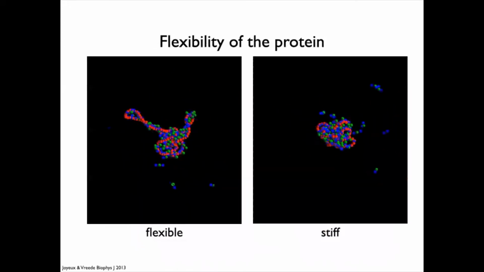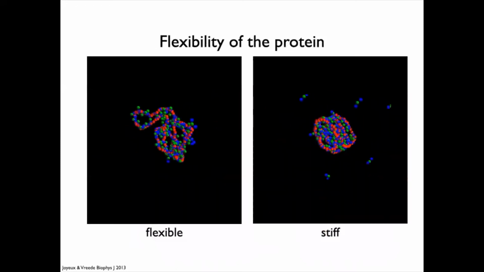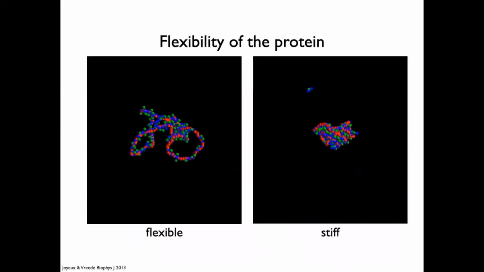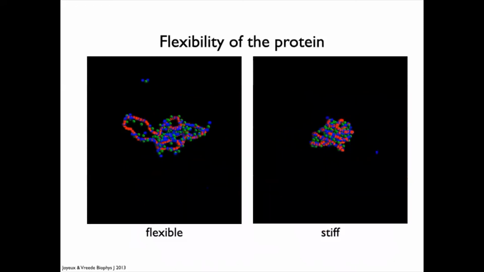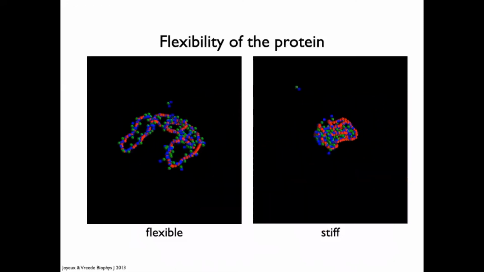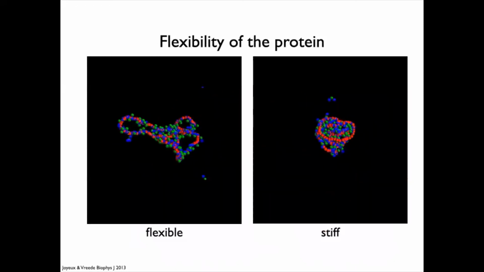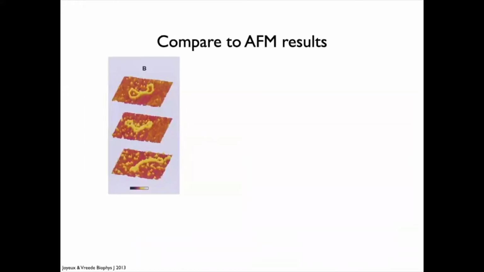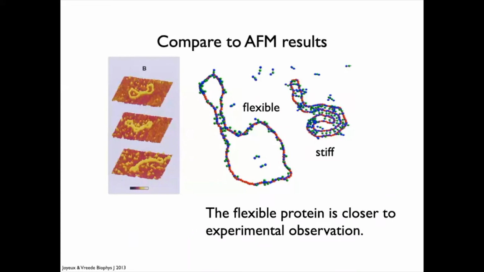So this is with the flexible protein bending potential, and here with the stiff protein bending potential. You can already see the differences. So in red is the DNA, and green and blue is the protein, and with the stiff potential, the DNA is much more compact. Well, if we want to compare this to the AFM results, we can say that the flexible potential is actually closer to what you get in experiments.